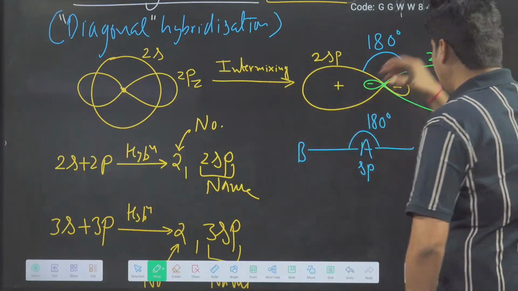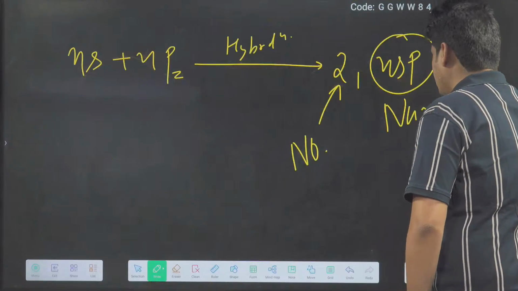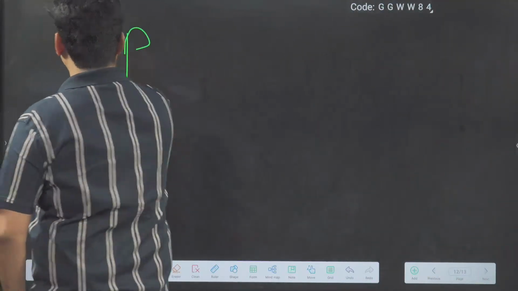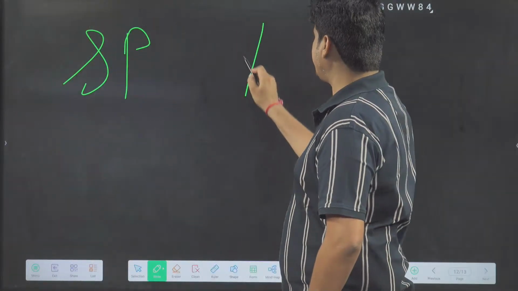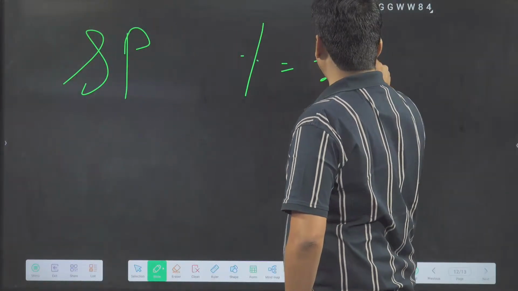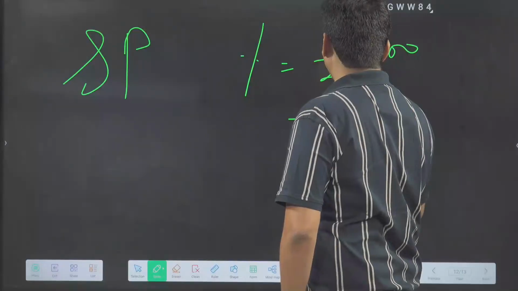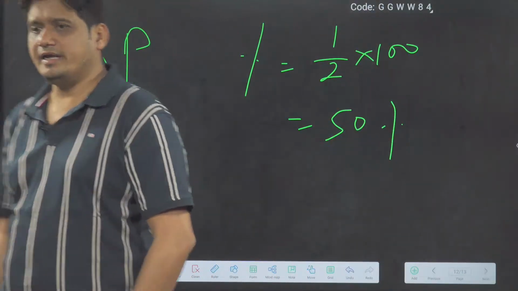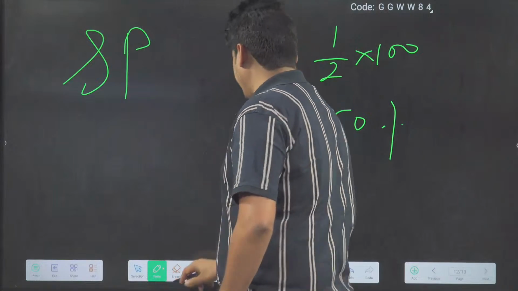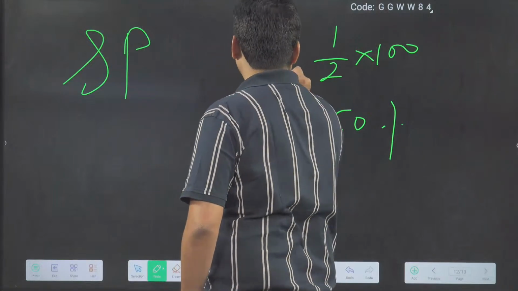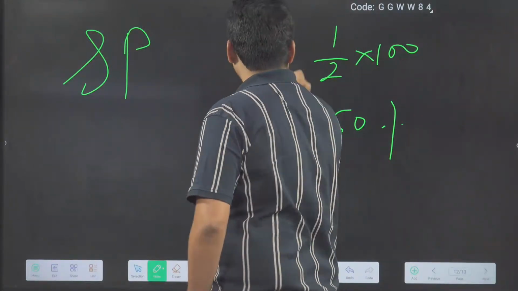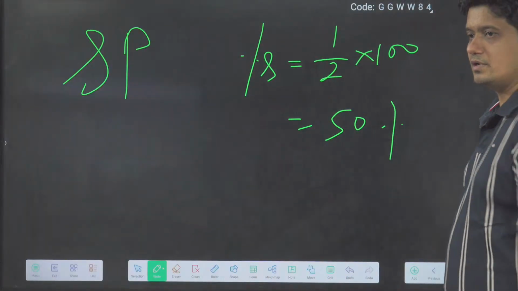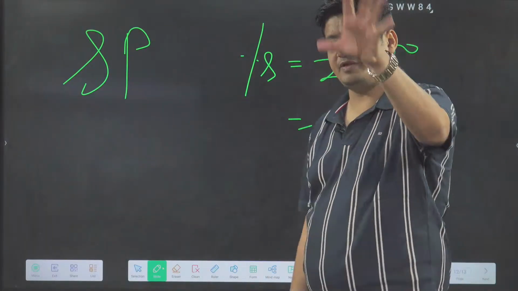Now, one very important concept. In the previous lecture, I told you one simple calculation. In case of sp hybridization, the percentage s character is 1 by 2 multiplied by 100, which is equal to 50%. This we discussed in the previous lecture. Am I right or not? Percentage s character is 50% for sp hybridization.